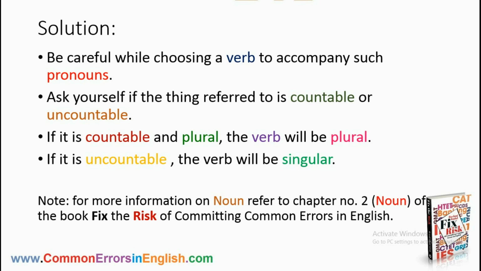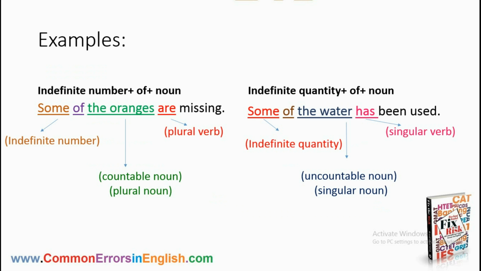Be careful while choosing a verb to accompany such pronouns. Ask yourself if the thing referred to is countable or uncountable. If it is countable and plural, the verb will be plural, and if it is uncountable, the verb will be singular. With uncountable nouns, we always use singular verb. Remember, with uncountable nouns, we always use singular verb. For more information on noun, refer to chapter number 2, that is noun, of the book, Fix the Risk of Committing Common Errors in English.